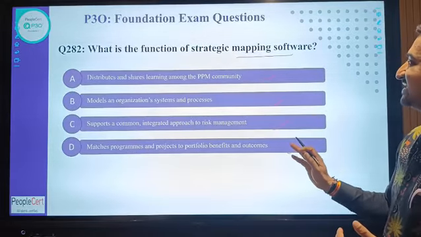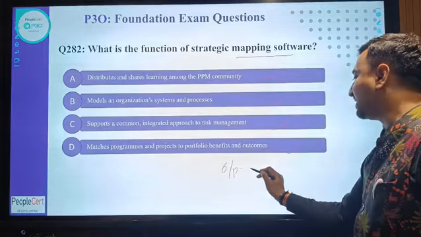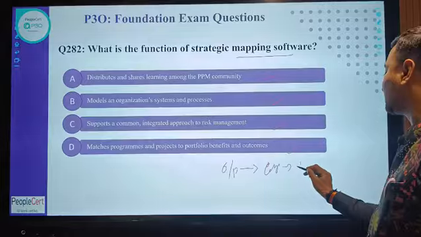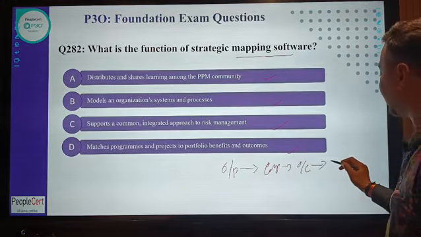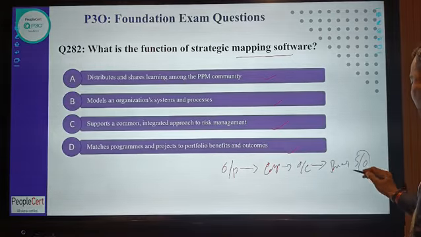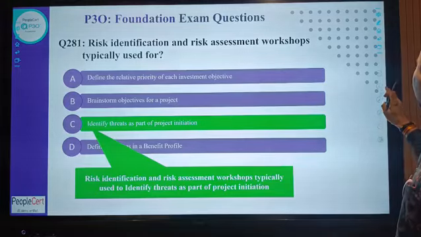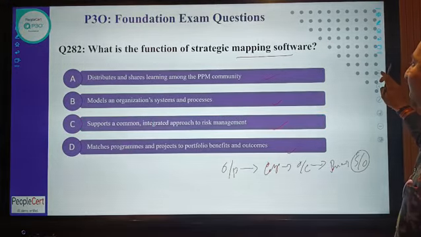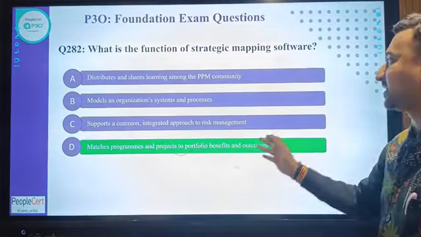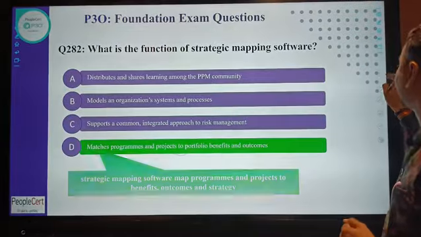outcomes. So yes, strategy mapping software, as I told you, has an output connected with the capabilities that convert to outcome that link to your benefit, and that benefit links to your strategic objectives. So that is a task of strategy mapping software, to check whether you have this available or not. So D would be the most correct answer, that is your strategy mapping. Let's move to the next question.